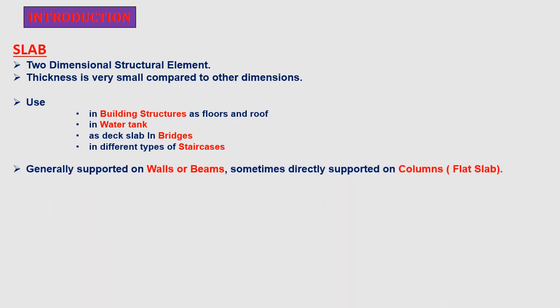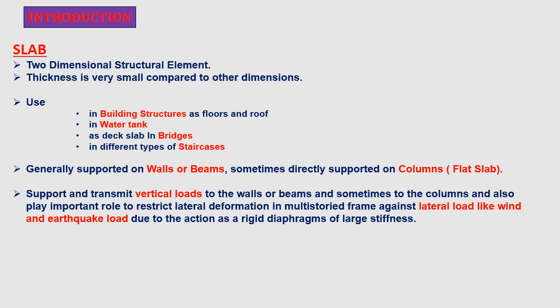Generally, slabs are supported on walls or beams, but sometimes you may find slabs directly supported on columns, as in the case of flat slab. Slabs generally support and transmit vertical loads to the walls or beams and sometimes to the columns, and also play an important role to restrict lateral deformation in multi-storey building frames against lateral loads like wind load and earthquake load, due to the action as a rigid diaphragm having large stiffness.